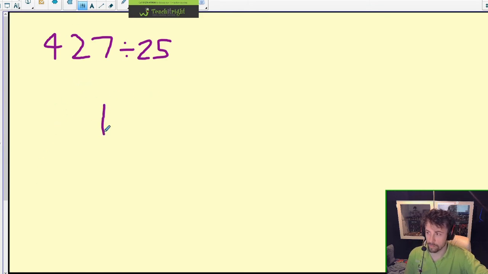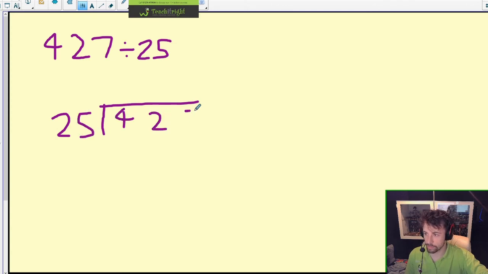So set up my bus stop. 25 on the outside, 427 on the inside. Does 25 go into 4? No, it goes in 0 times. Does 25 go into 42? Yes, it does. How many times? Well, it goes in 1 time, because it's 125, and there's now quite a big remainder.